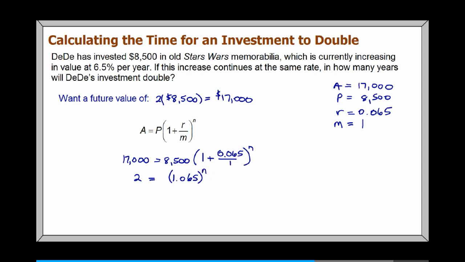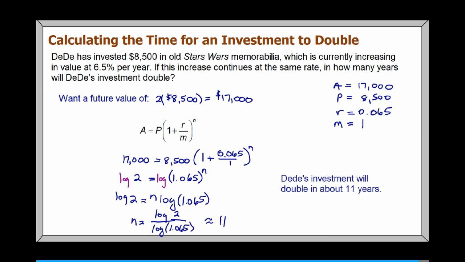Now we need to take the log of both sides to be able to isolate n. We have log 2 is equal to log 1.065 to the power n. Using the exponent property of log gives us log 2 is equal to n times log 1.065. Dividing both sides by log 1.065, we have n is equal to log 2 over log 1.065, or approximately 11. Thus, Dee Dee's investment will double in about 11 years.